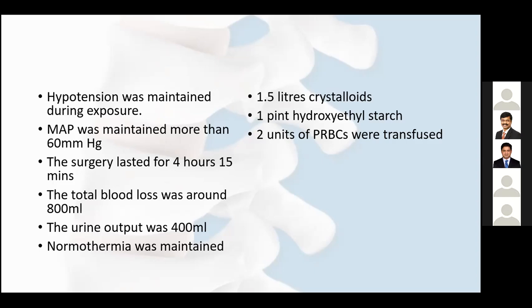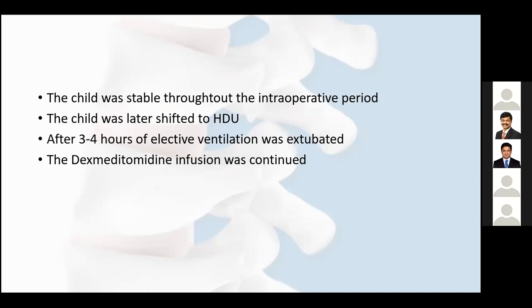She was given 1.5 liters of Plasma-Lyte totally and 1 hydroxyethyl starch, and 2 units of packed cells were transfused. The child was stable throughout the intraoperative period and was later shifted to the high dependency unit. And after 3 to 4 hours of elective ventilation, she was extubated, while dexmedetomidine infusion was also continued.